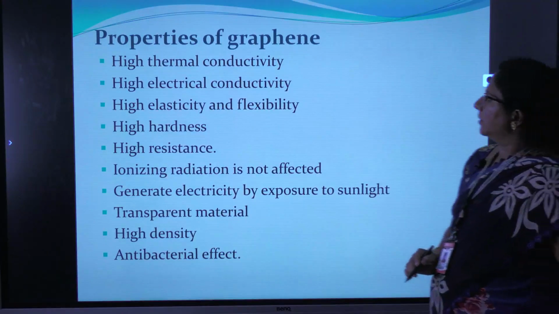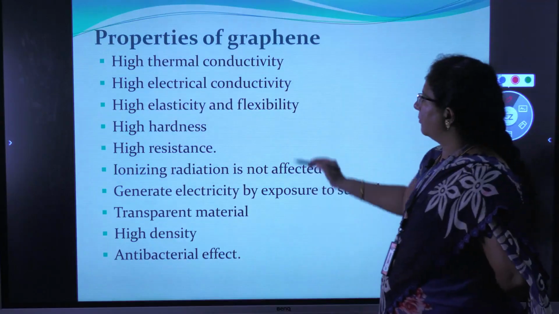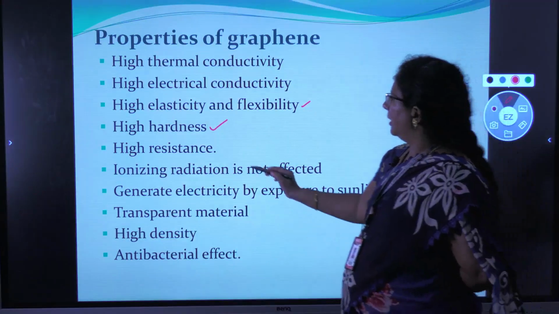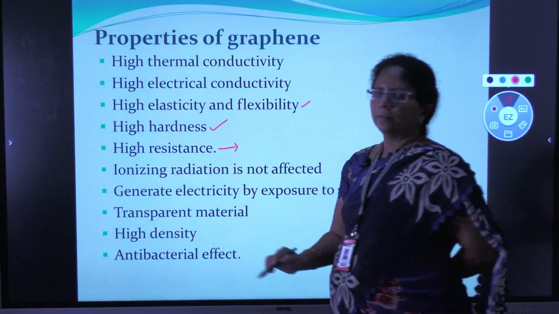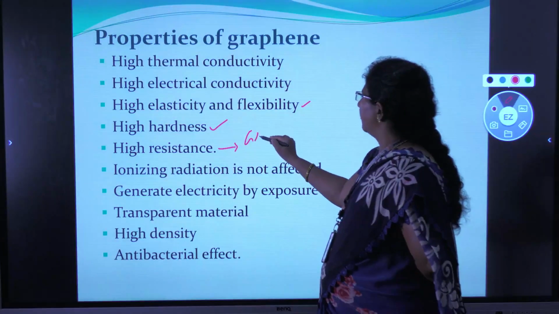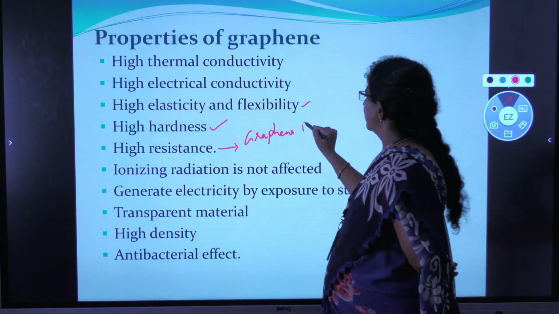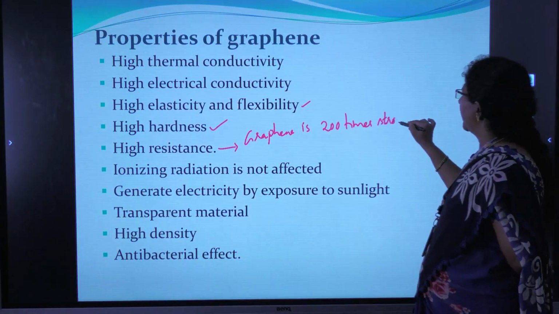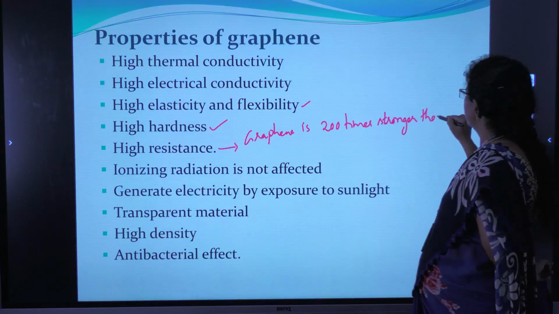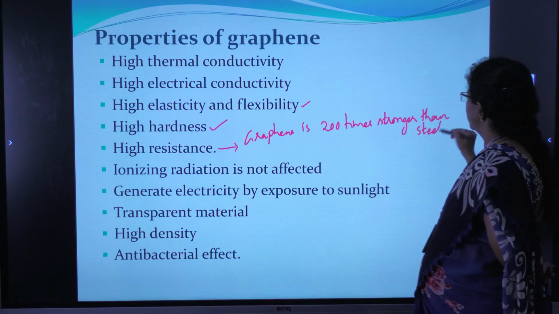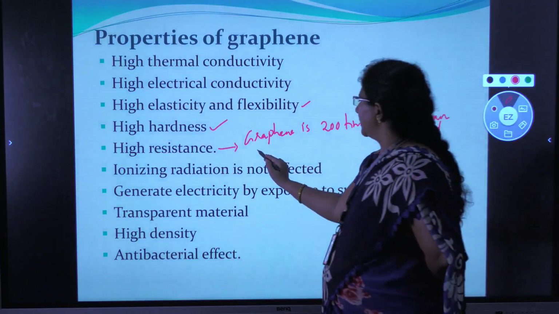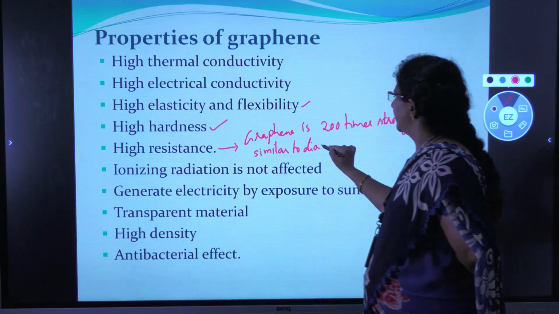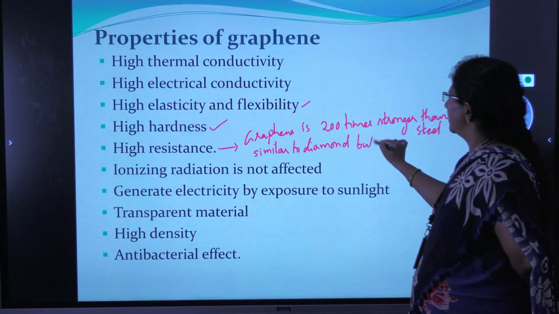The next property is that it has high elasticity and flexibility. Graphene is the hardest material. It has high resistance. That means graphene is 200 times stronger than steel, similar to diamond but much lighter.